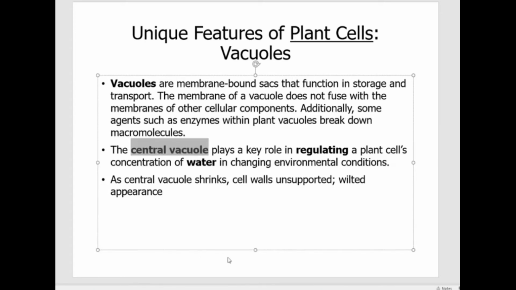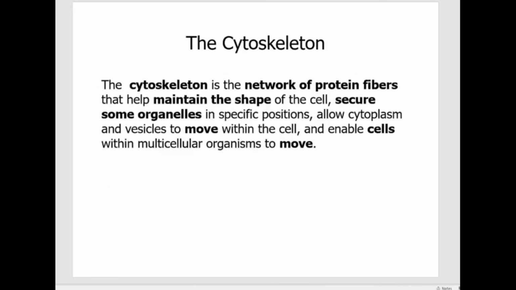The central vacuole plays an important role in regulating a plant cell's concentration of water. So it usually is involved in water balance in plant cells. When the central vacuole is full of water, the cell is going to be very big, usually, because of all the water inside the cell. It tries to expand the cell. If the plant cell is losing water as the central vacuole shrinks, then the cell walls are not supported by the water inside the central vacuole, so the cells will shrink, and then the whole plant will have this wilted appearance. Okay? So that's the central vacuole.